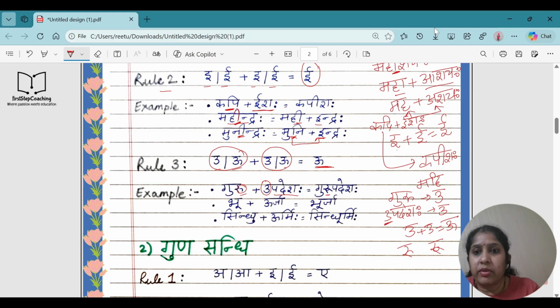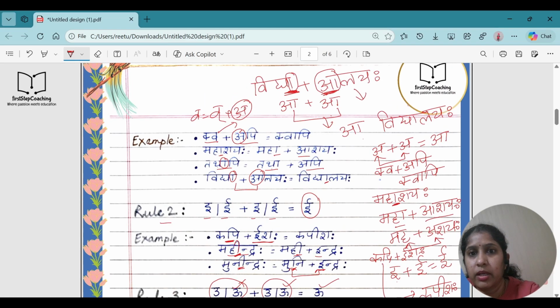Correct? Next one is Bhu plus Urja. So Bhu, Bada U, Urja, it is Bada U. So Bada U plus Bada U should make Bada U. Now, yes, we are having the Bada U only, right? Same way if you say Sindhu plus Urmihi. Sindhu is ending with Chote U ki matra, and Urmi is starting with Bade U ki matra, and together they will make Bade U ki matra, right? So in Dirgh Sandhi, whenever you are joining, it is always going to be Badi A, Badi E, Bada U. Fine. I think it was easy to understand.